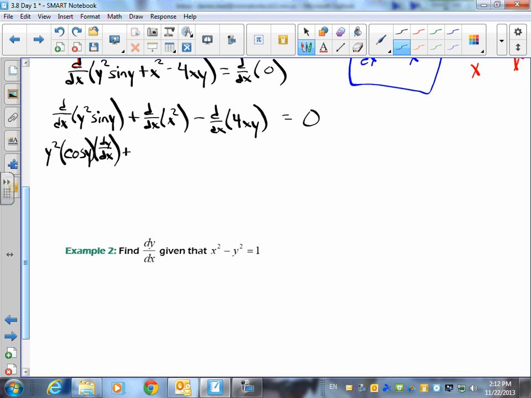Plus the derivative of the first. What's the derivative of y squared? 2y dy dx times sine y. I'll leave the second one the same. That is product rule for that piece right there. Yikes.